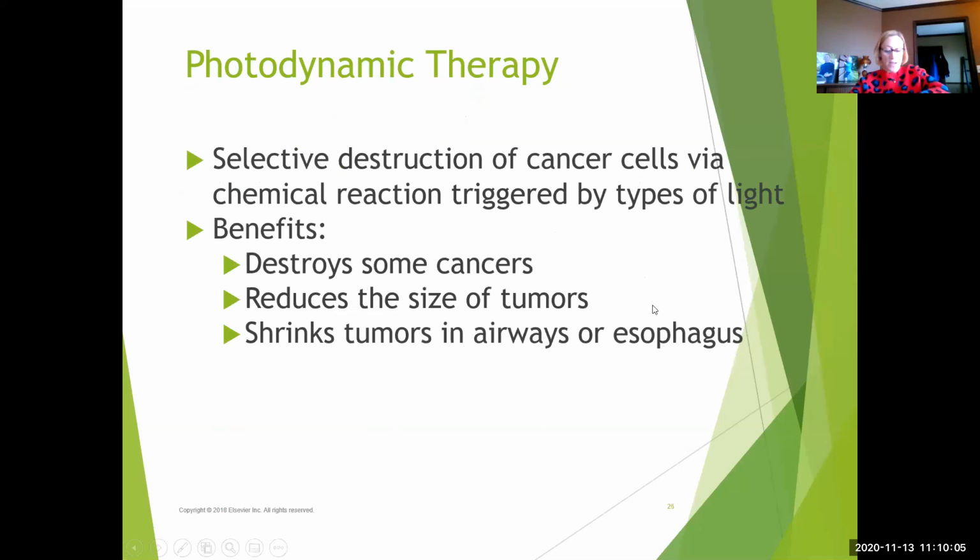Then we have our photodynamic therapy. Photodynamic therapy is selective destruction of the cancer cells via chemical reaction triggered by different types of light. So the benefits of this, it destroys some cancer cells, it can reduce the size of tumors and can shrink tumors in the airway and esophagus. So if it's a type of cancer that this will work for, it's super beneficial because it targets and can destroy those, shrink them.